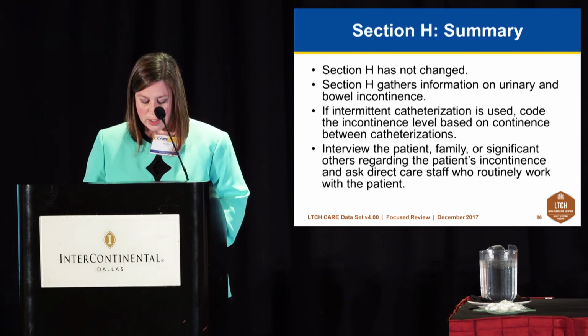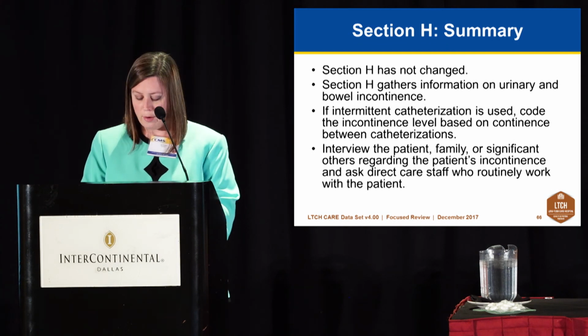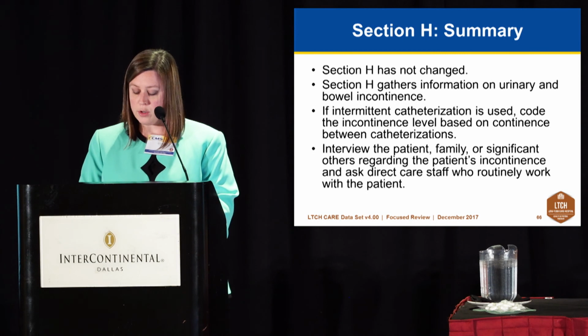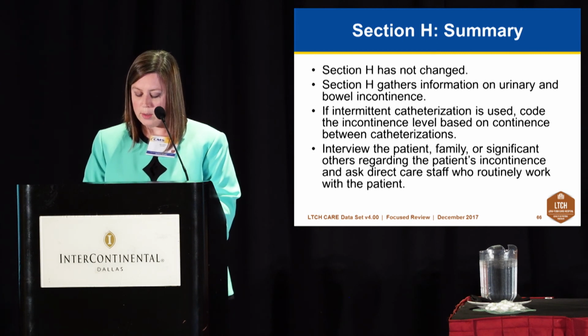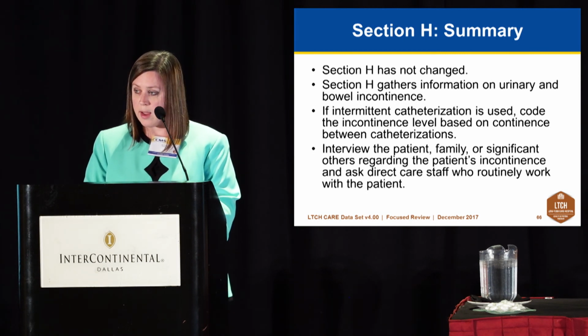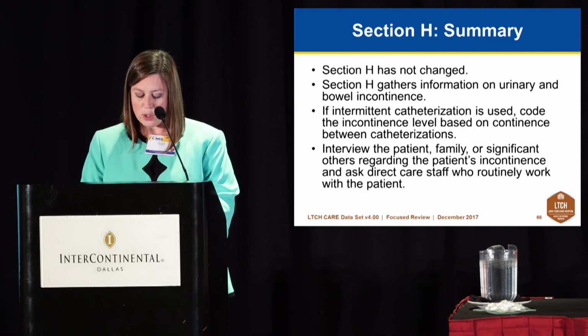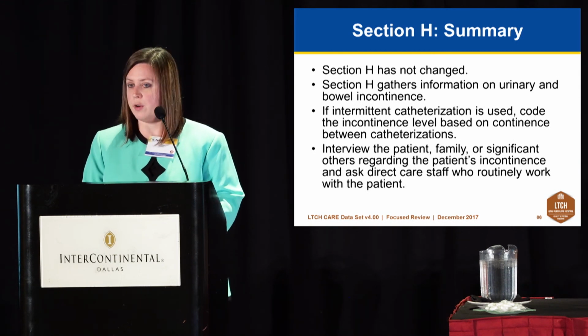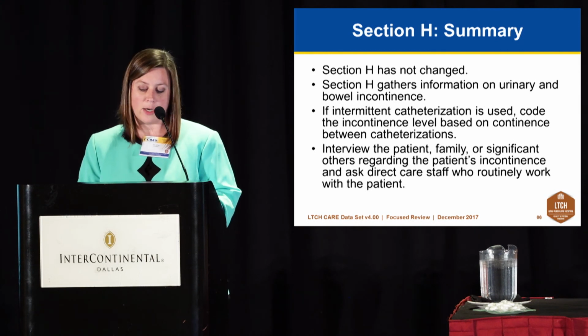So in summary, Section H has not changed, and it gathers our urinary and bowel incontinence details. Patients with intermittent catheterization should be coded based on their level of continence between catheterizations. And information can be gathered from the record, interviews with patients, families, and direct caregivers for all of the items in the section.